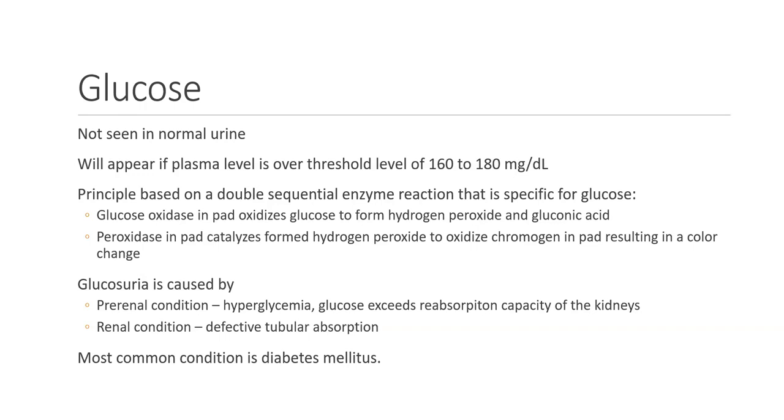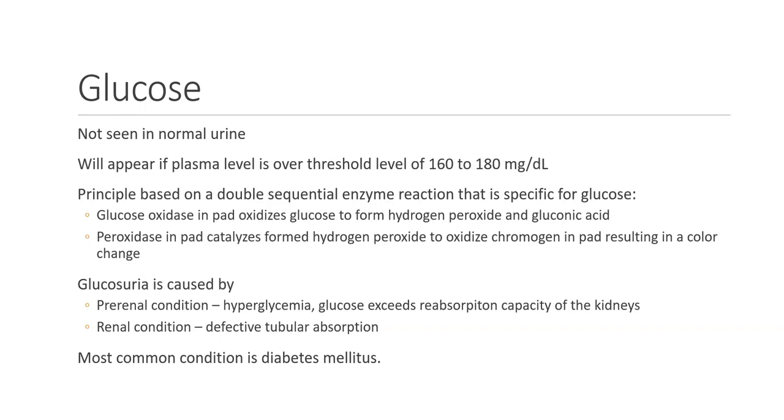The principle of the reaction on the pad is based on a double sequential enzyme reaction that is specific for glucose. Glucose oxidase in the pad oxidizes the glucose to form hydrogen peroxide and gluconic acid. The peroxidase in the pad catalyzes the formed hydrogen peroxide to oxidize the chromogen, and then this will result in a color change. Glucosuria, glucose in the urine, is caused by pre-renal conditions such as hyperglycemia, too much glucose in the blood.